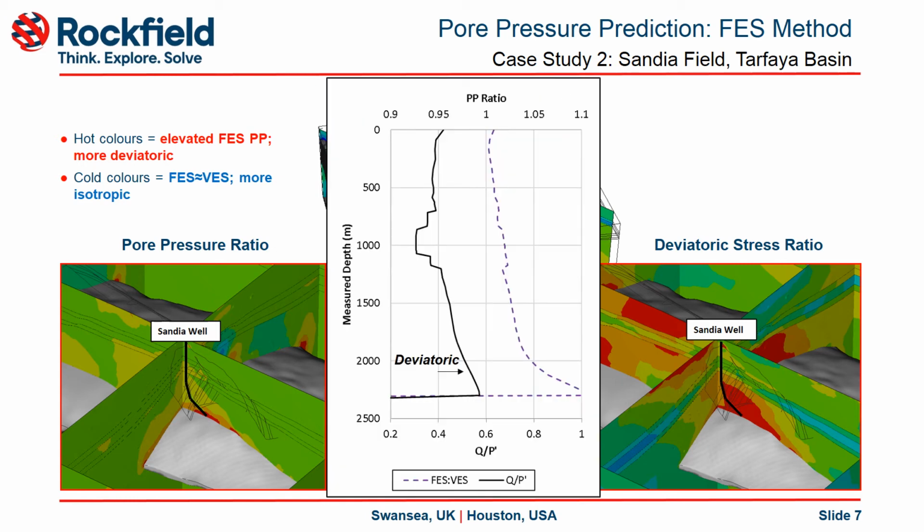Along the well, predicted FES pressure becomes progressively larger with depth, reaching a maximum of about 10% at the base of the well. This tracks the increase in deviatoric stress ratio and again highlights the role of shear stress in the FES pore pressure prediction method.